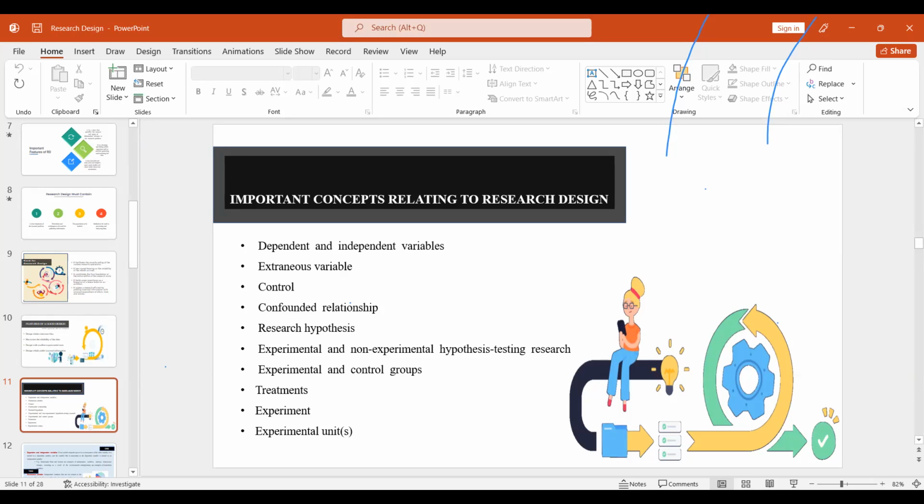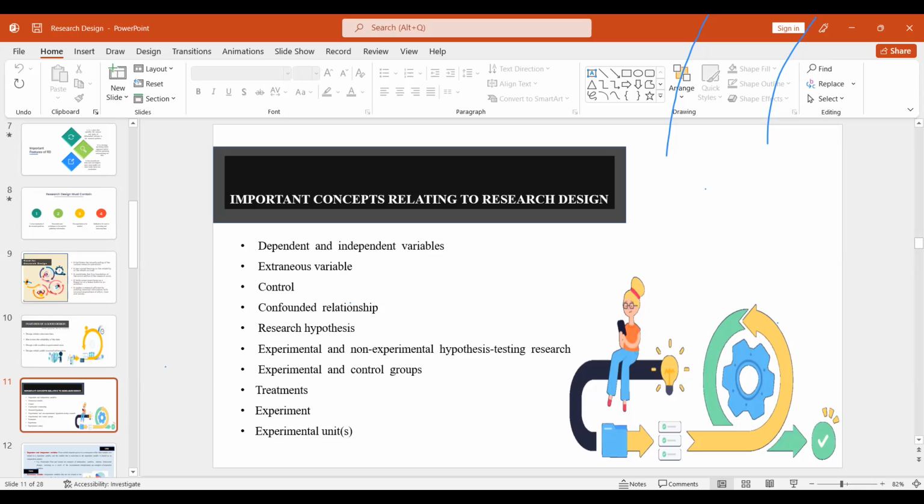For instance, suppose a researcher wants to study whether intelligence affects the reading ability of a group of students. For this purpose, the researcher randomly selects 50 students or maybe 100 students and tests their intelligence and reading ability by calculating the coefficient of correlation between the two sets of scores. So this is an example of non-experimental hypothesis testing research.